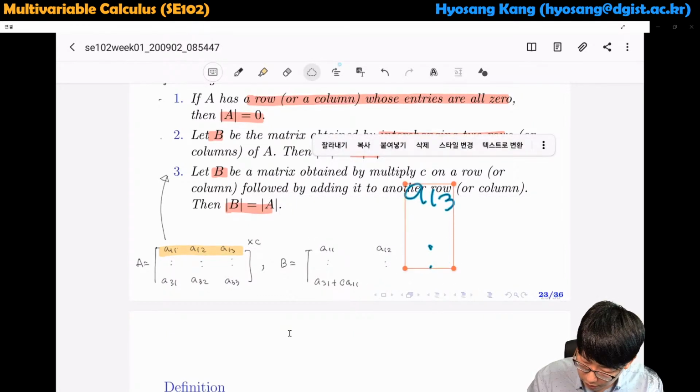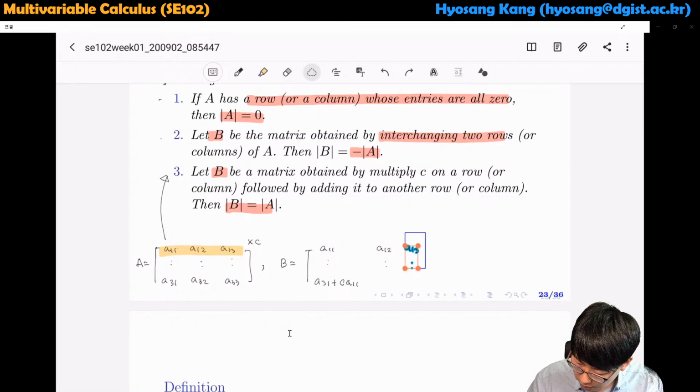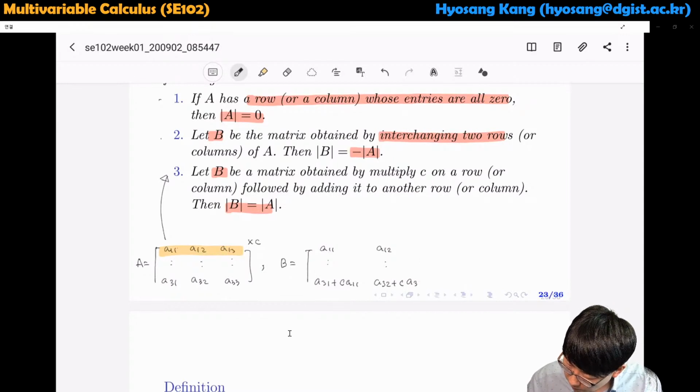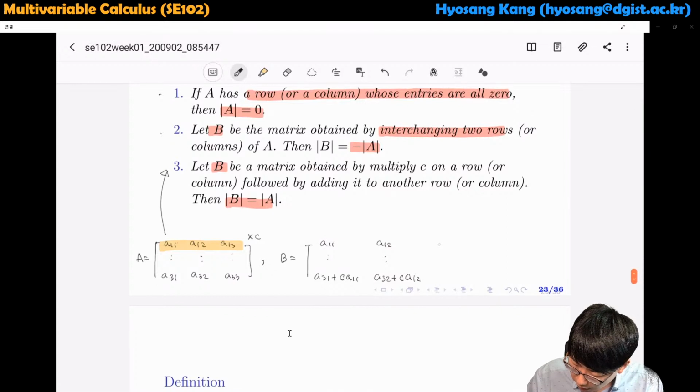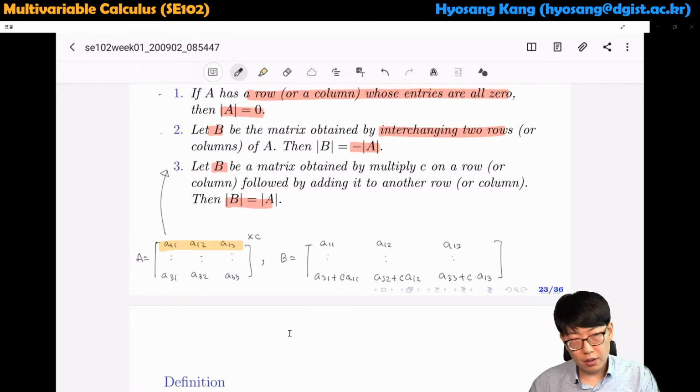and, okay, let's rewrite here, A32 plus C A12, and A13 and then A33 plus C A13. Okay, so these two matrices are different. Obviously you have a different third row as long as C is not 0, but the determinants of A and B are the same. Okay, so the determinant doesn't change when you do this kind of operation.